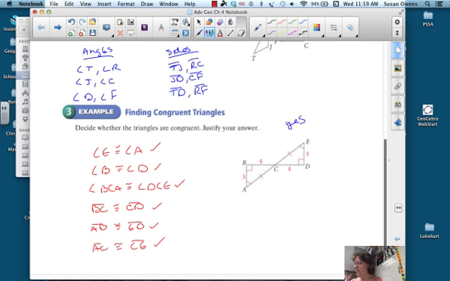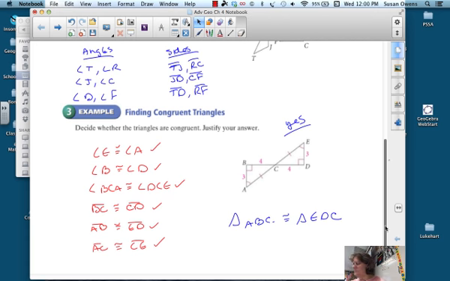If they asked me to write a statement of congruence, what I could say was triangle. Now, once I decide which way I'm going to label one of the triangles, I have to make sure the other one I label correspondingly. So how about I call this ABC is congruent to, A lines up with E, so it'd be triangle EDC. And that would be a statement of congruence.